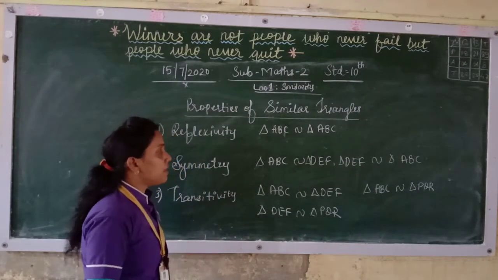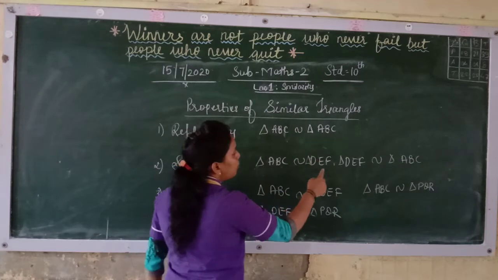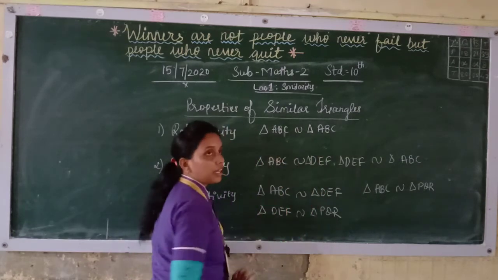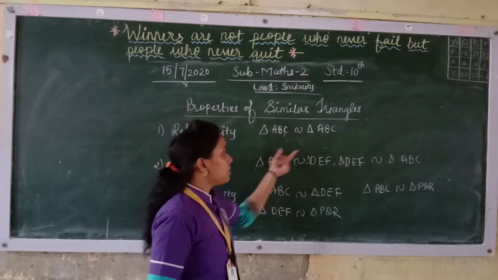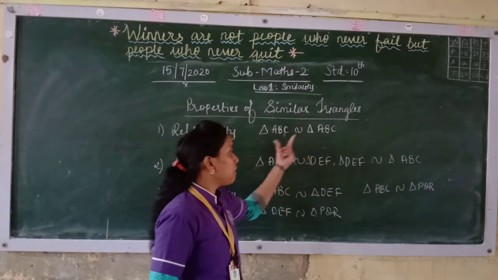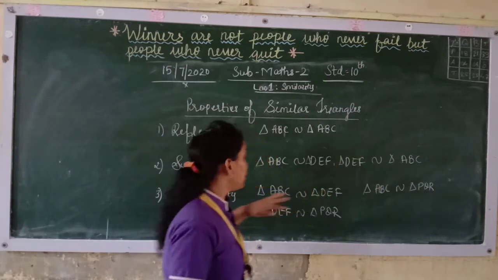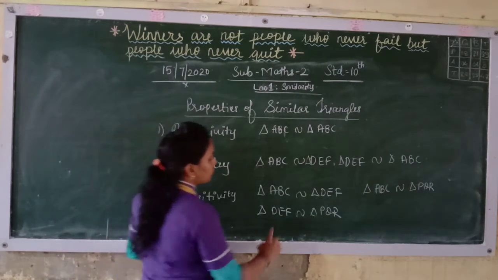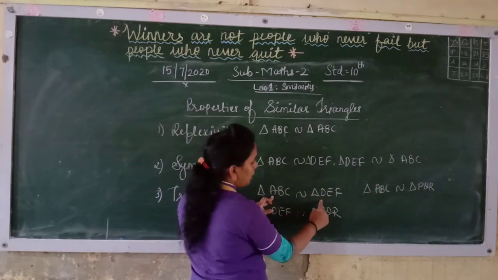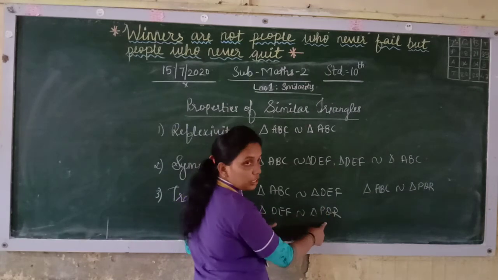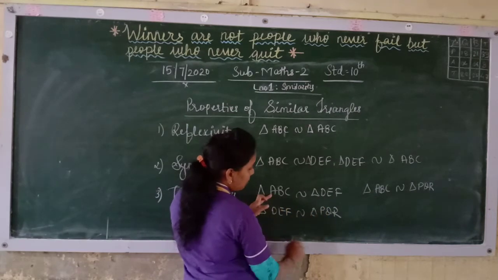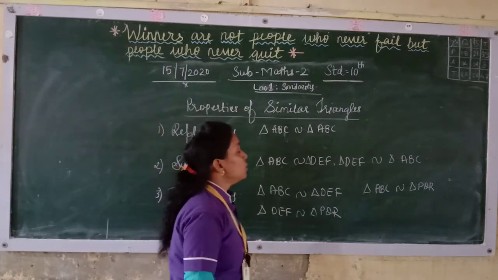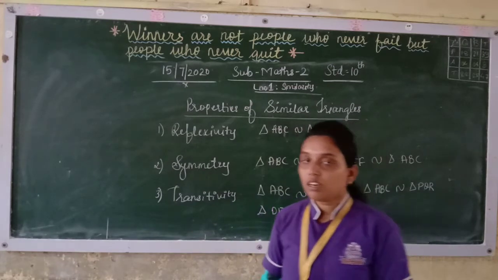Now symmetry. Symmetry is what? If triangle ABC is similar to triangle DEF, then triangle DEF will be similar to triangle ABC. That is known as symmetry. Then we have transitivity. In this, if ABC is similar to DEF and DEF is similar to PQR, then ultimately ABC will be similar to PQR. So this is transitivity. These are the properties of similar triangles.